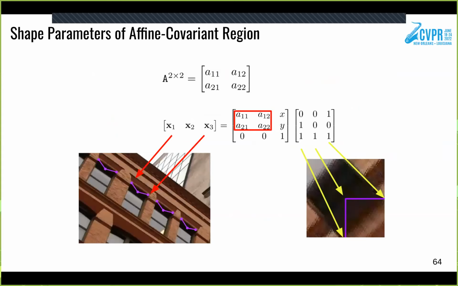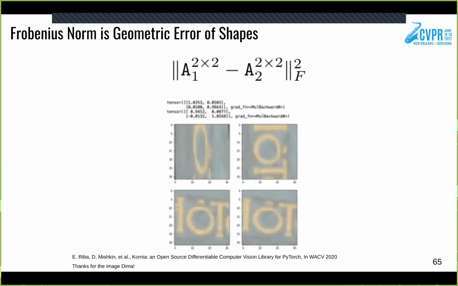So a little bit of motivation is that if we look at this affine transformation, which takes us from the canonical basis to the affine basis, the top left 2x2 parameters control the shape of this affine basis. If we assume that the location is correct, then that's really what's changing the shape of the affine basis. And we can take a look at the Frobenius norm of this upper 2x2. It's an algebraic measure, but it characterizes the geometric error directly.